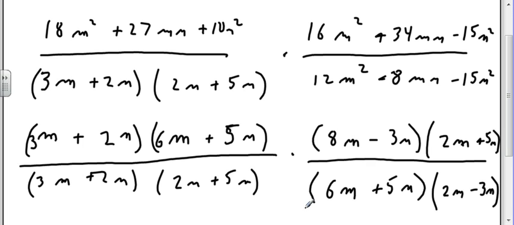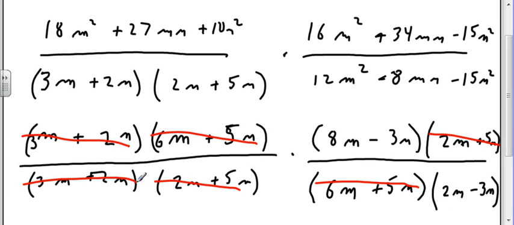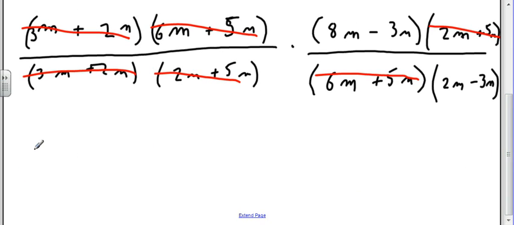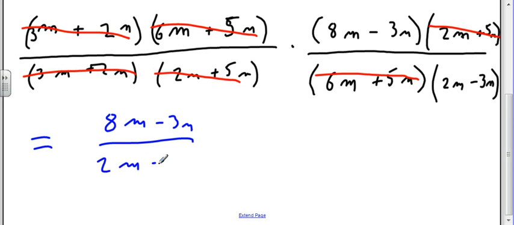Okay, so what do we have that are common? Here's a 2, 5, so he goes away. There's a 5, 6, he goes away. And those two guys can go away. And whatever's left over is left over, right? All right, so 8m minus 3n divided by 2m minus 3n. Final answer.